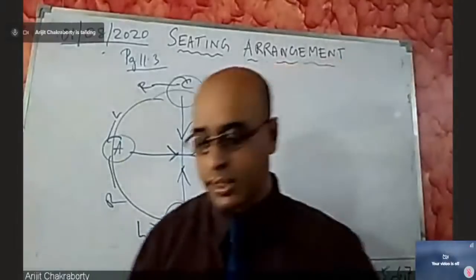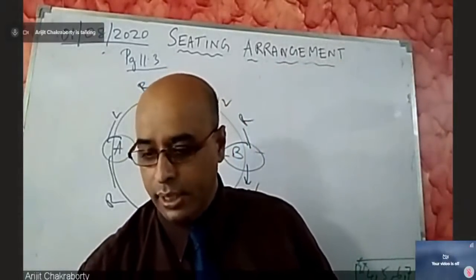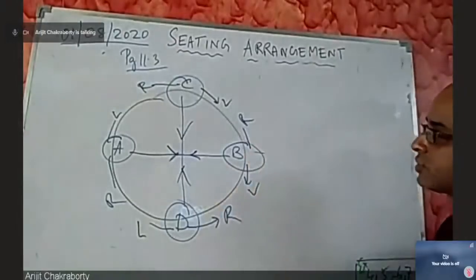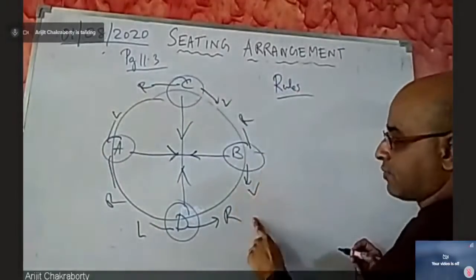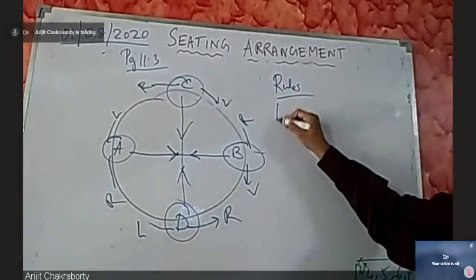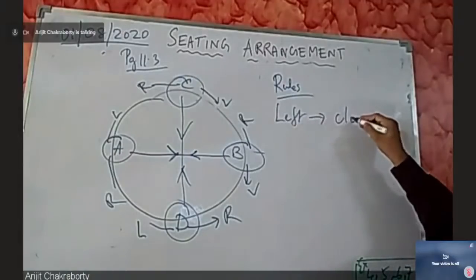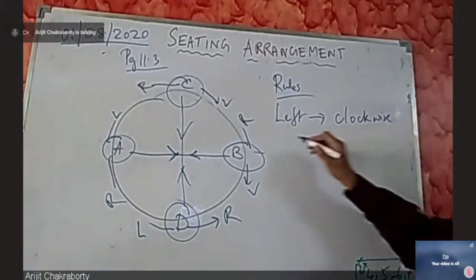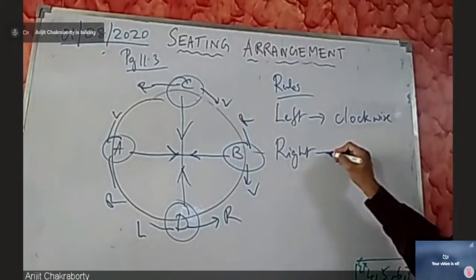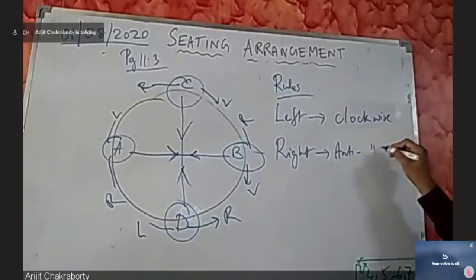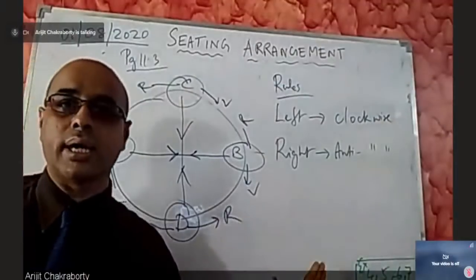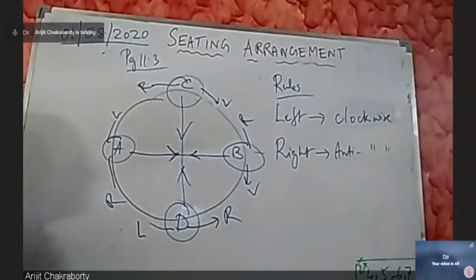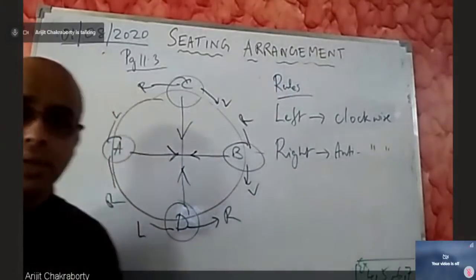So left side is clockwise, you can say. Left movement is always, if you see the rules of circle, the left side, left side, left side. So always remember the left side is clockwise. It is the clockwise rule, and right is anti-clockwise. So please keep a note of this rule, because this is a fundamental, basic understanding, and this is important before we try and solve problems on circular arrangement.